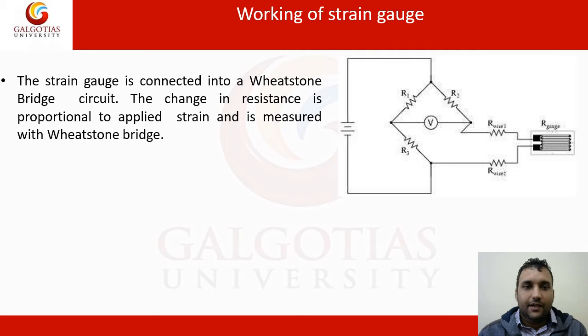Next is the working of strain gauge. The Wheatstone bridge circuit is the basic principle for this strain gauge. So if there is a change in resistance proportional to applied strain, it is measured with the Wheatstone bridge method. In the strain gauge, this is the circuit diagram for that. These are the resistances which are connected in series in this circuit. The change in resistance that is proportional to applied strain is then measured using this Wheatstone bridge circuit.